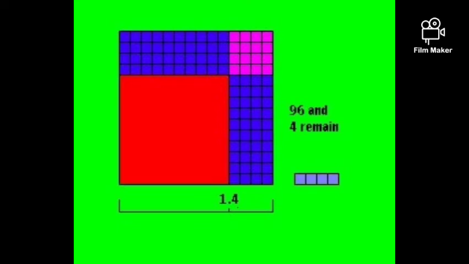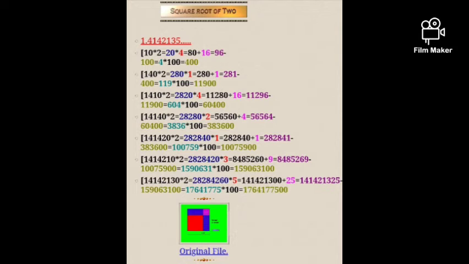The total amount of squares used in keeping the calculation square is 96, and the remainder in the first stage of the calculation is 4. So the first 2 digits of the square root of 2 is 1.4. 1 is the red square, and 0.4 is the 4 rows of blue squares. In the following diagram, you can see the following stages of the calculation.